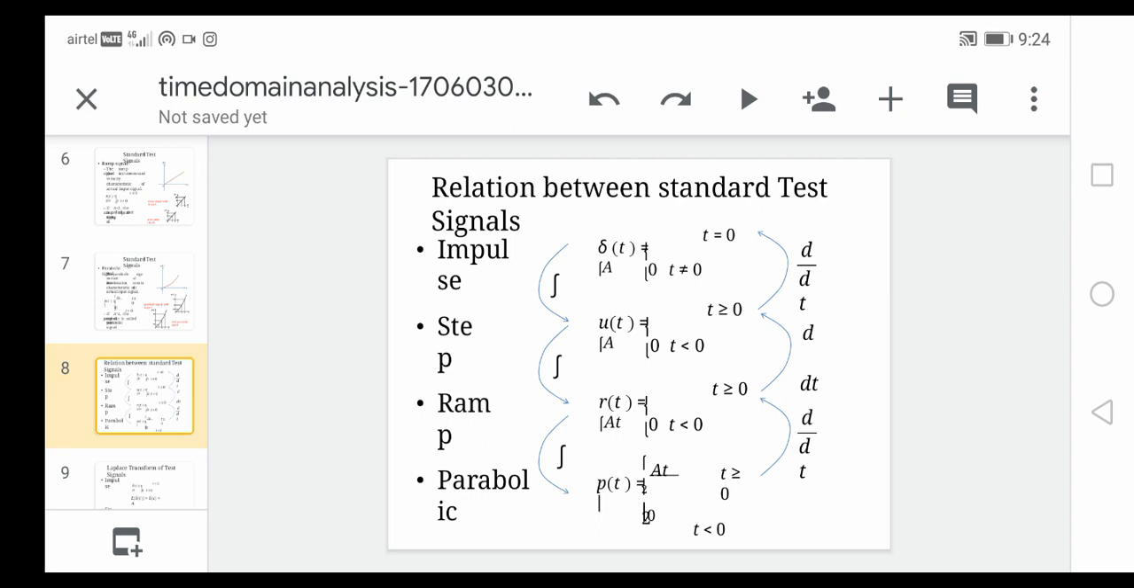Here the relationship between the different standard test signals is that the integration of the impulse signal is equal to the step signal, the integration of the step signal is equal to the ramp, and the integration of the ramp signal is equal to the parabolic signal. That means the integration of 1 is t, the integration of t is t square by 2, and the integration of t square is t cube by 3. Similarly, in the reverse manner, the differentiation of the parabolic signal is the ramp, the differentiation of the ramp signal is the step, and the differentiation of the step signal is the impulse signal.